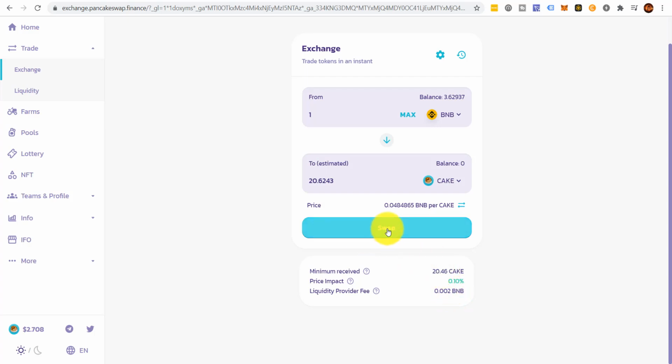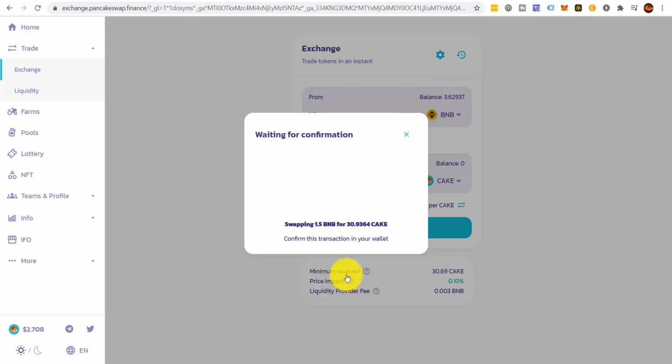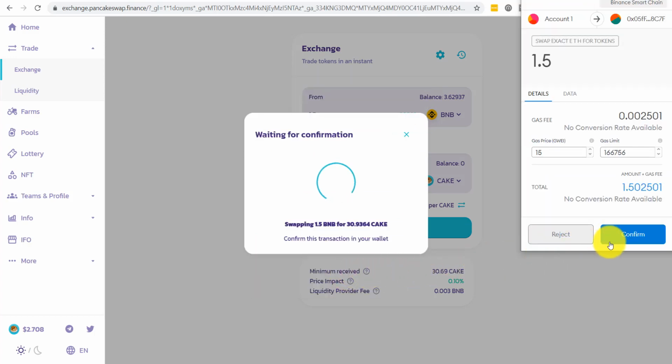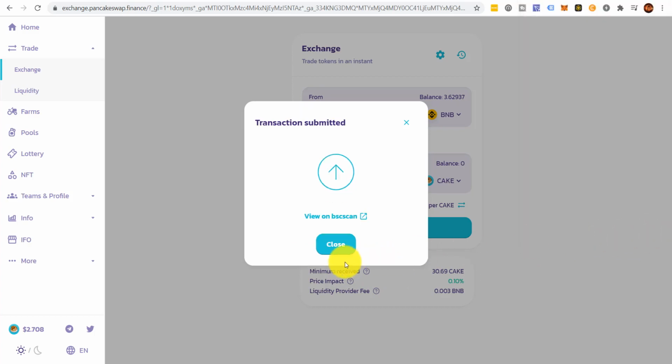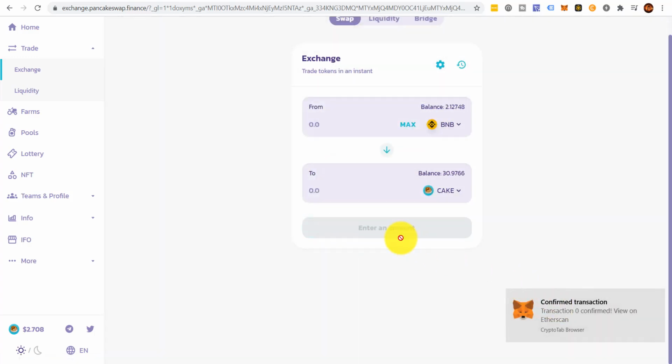So we are going to do, in fact, you know what? We'll do 1.5. We'll swap. Confirm. Confirm the transaction. Again, it's MetaMask basically on Ethereum, except it's not on Ethereum. You can view that on the BSC scan. Transaction went through. So now let's take a look at what we got.